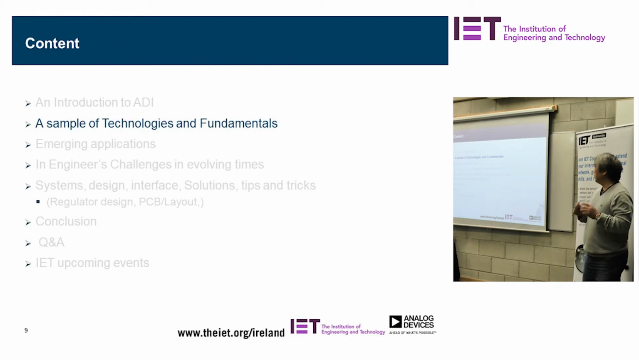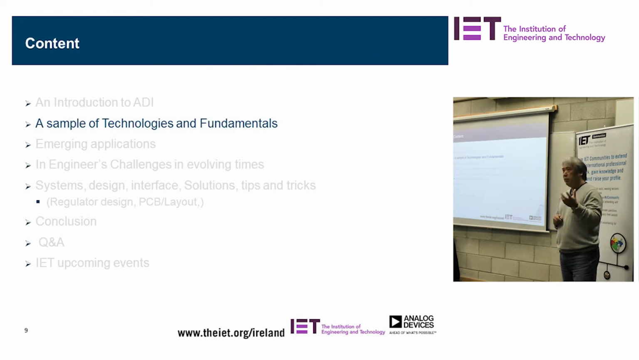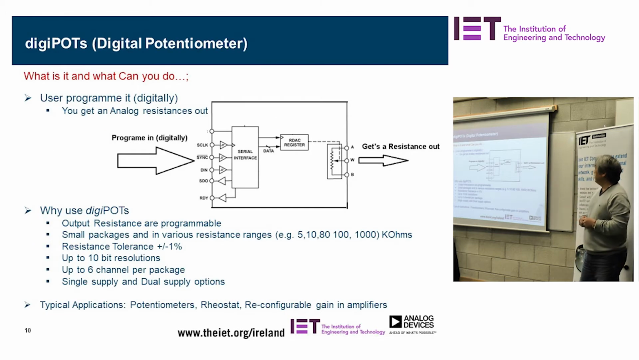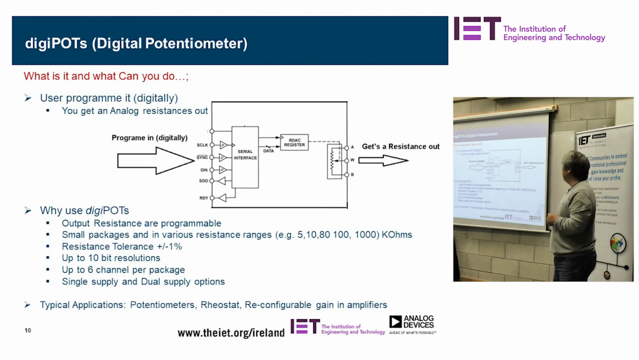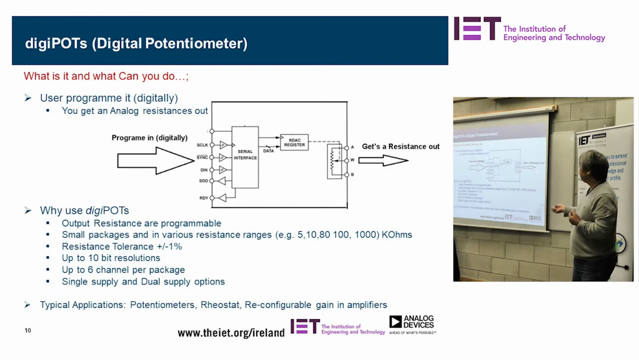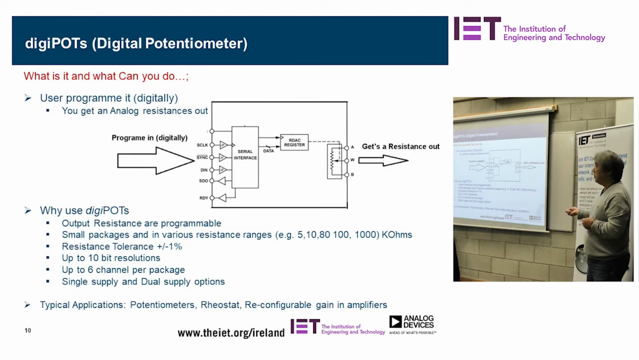Okay, so just to give you a quick sample of technologies and some fundamentals of it. Not many people know that we are involved in digiPots. What a digiPot does is you program it, and it gives you an analog resistance out. So it's very good for programming. We call it digiPots. They're very precise, and you have resistance going through 5K, 10K, and even megohms. And you have different packages, different resolutions, up to 10-bit resolution.